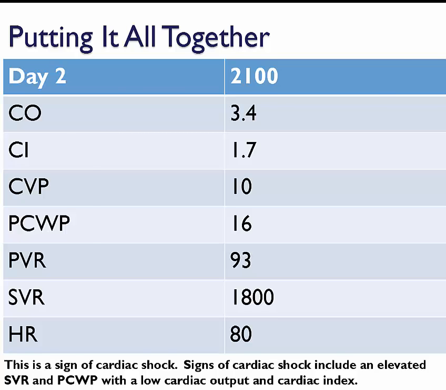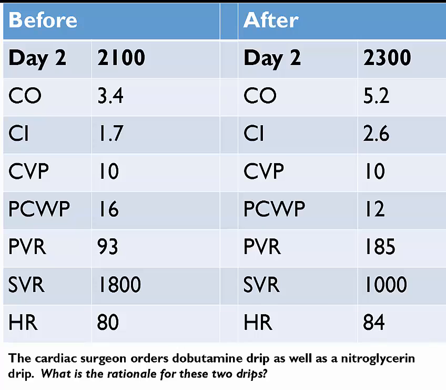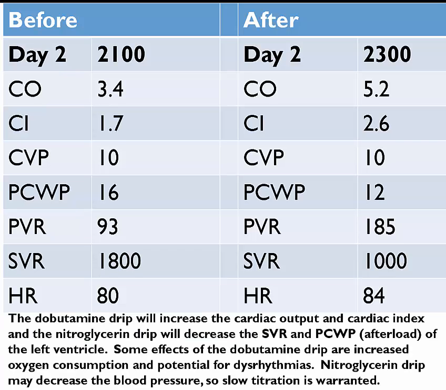The cardiac surgeon orders a dobutamine drip as well as a nitroglycerin drip. What is the rationale for these 2 drips? The dobutamine drip will increase the cardiac output and cardiac index, and the nitroglycerin drip will decrease the systemic vascular resistance and pulmonary capillary wedge pressure, the afterload of the left ventricle. Some effects of the dobutamine drip are increased oxygen consumption and potential for dysrhythmias. Nitroglycerin drip may decrease the blood pressure, so slow titration is warranted.